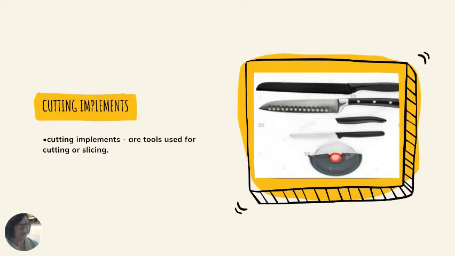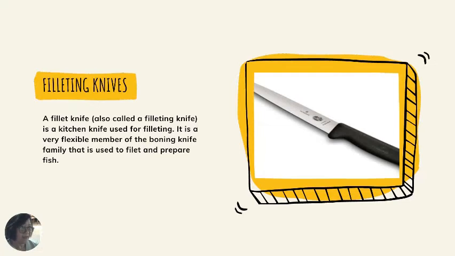Next, cutting implements. Cutting implements are tools used for cutting or slicing. Okay? Next, filleting knives. A fillet knife, also called a filleting knife, is a kitchen knife used for filleting. It is a very flexible member of the boning knife family that is used to fillet and prepare fish.